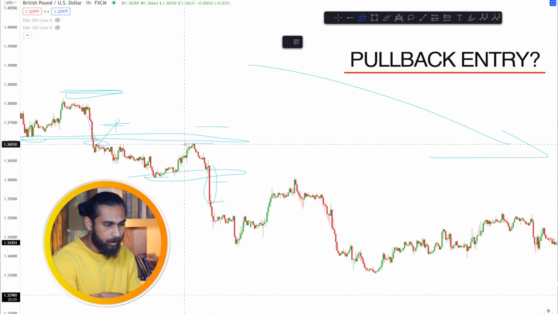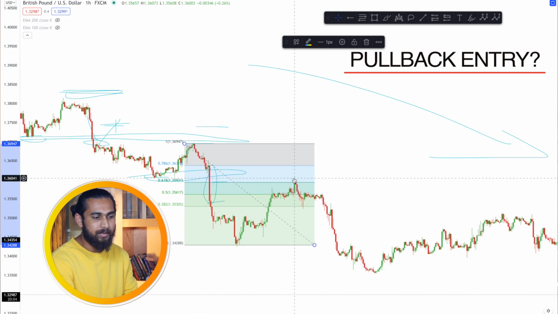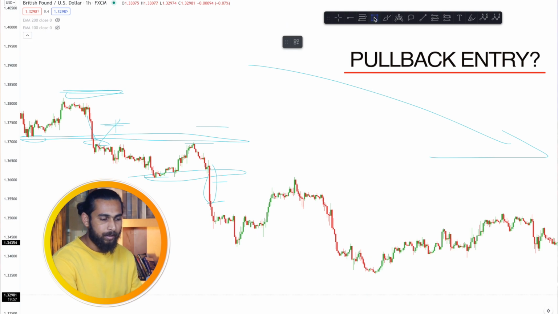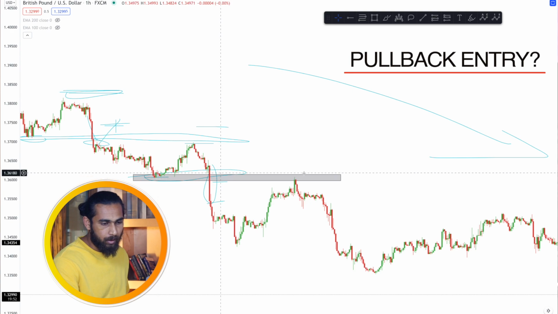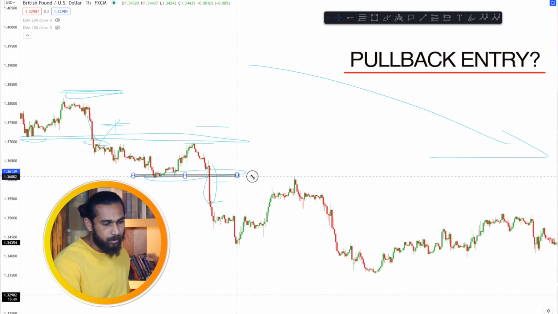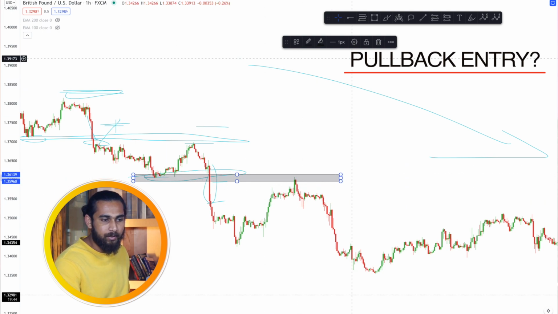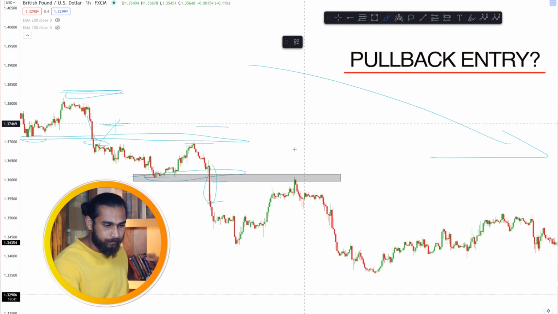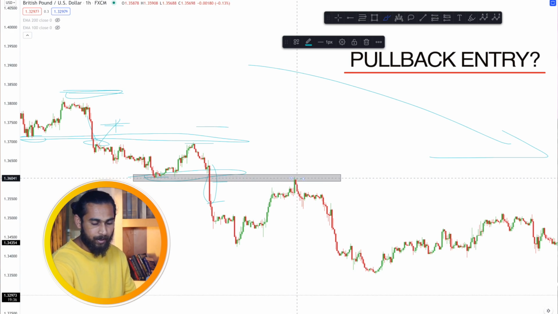You can use pullback entries using a different tool called a Fibonacci retracement, where you can just connect the Fibonacci from this level to the new low and then enter at the 0.618 level. If the Fibonacci is not valid, then you can just draw a zone from this low and then just move it like this. And when the price retests this zone, then you can enter a pullback entry, so that you get a proper risk to reward ratio, right?